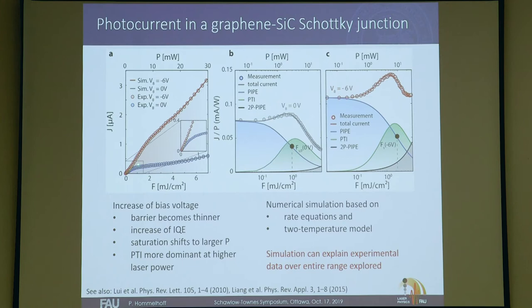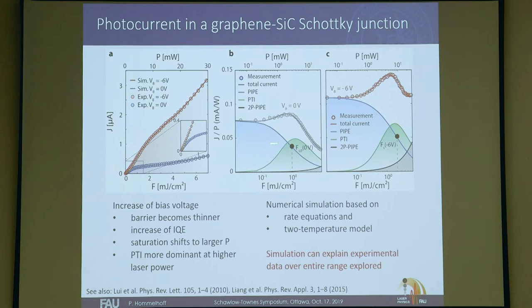On these two plots we show basically the same data, just plotted slightly differently. The fluence axis is now logarithmic, and more importantly, we don't show the current, but the current divided by the average laser power, which means that a straight slope here will result in something flat here. So you see a little bit more of these kinks in these plots. And we really understand what's going on.